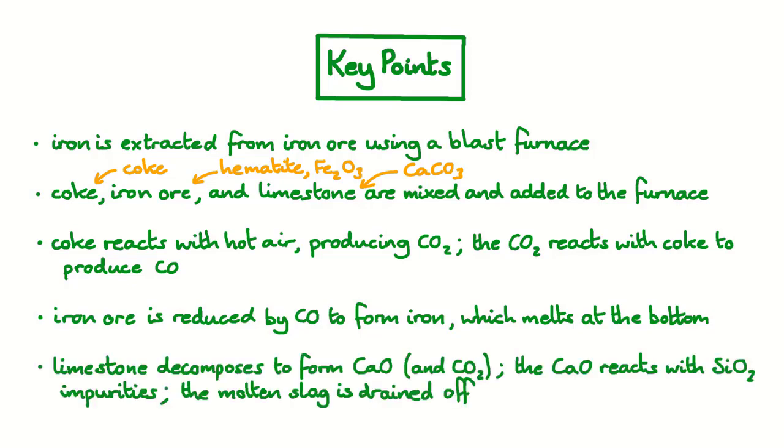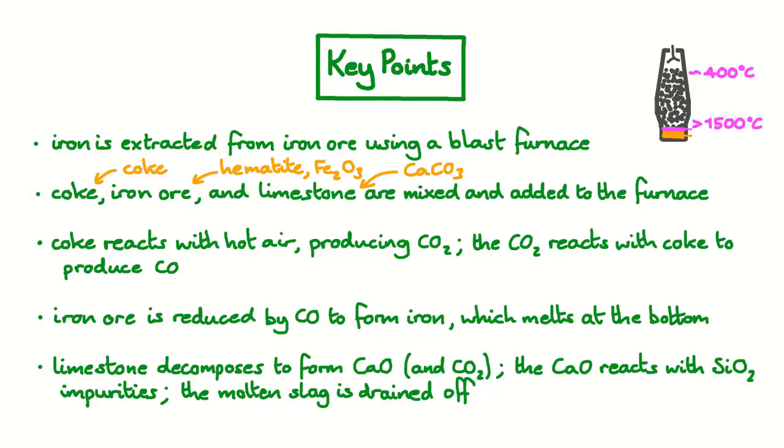furnace. And the limestone decomposes to form calcium oxide and carbon dioxide. The calcium oxide reacts with silicon dioxide impurities, and the molten slag is then drained off. This leaves a molten iron layer that is our product. In operation, the temperature at the bottom of a blast furnace is over 1500 degrees Celsius. We have a layer of molten iron with a layer of molten impurities that we call the slag.